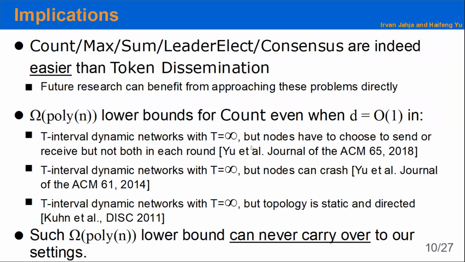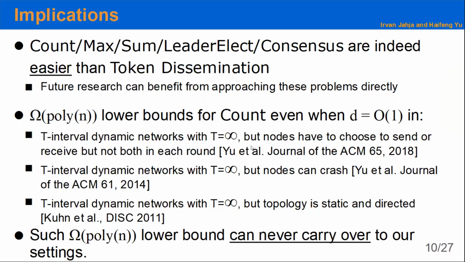Our results have several interesting implications. First, our results confirm that count, maximum, sum, leader election, and consensus are all indeed easier than token dissemination. This implies that future research can benefit from approaching these problems directly rather than indirectly via token dissemination.